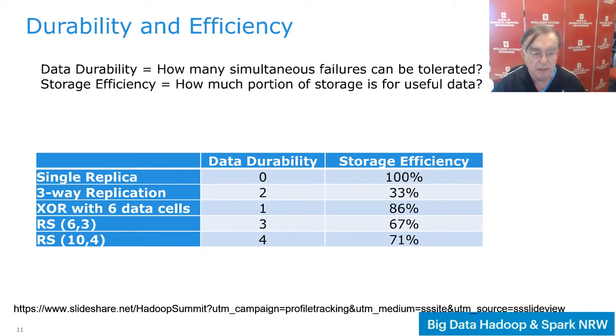Here are various examples of how to do this. Three-way replication has a data durability of 2. XOR with 6 data cells has a data durability of 1, equivalent to having one copy, but a storage efficiency of 86%. Here we have various Reed-Solomon codes with different parameters, with storage efficiency around 70%, and they can have data durability of 3 or 4, with the 4 requiring more computing than the 3. So this is incredibly old technology from the beginning of time.